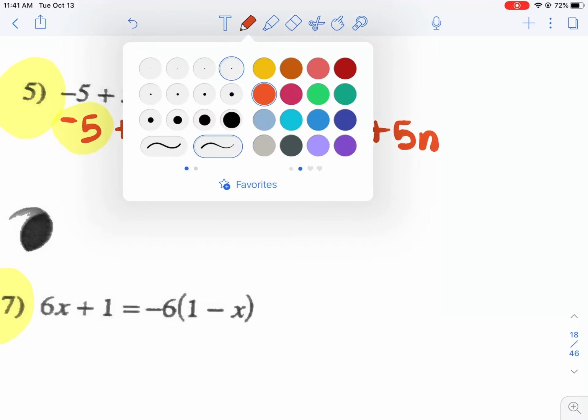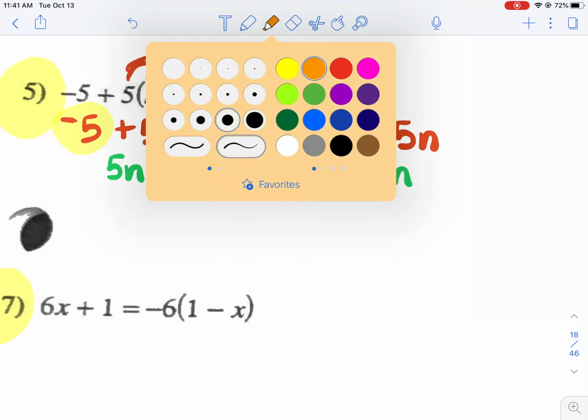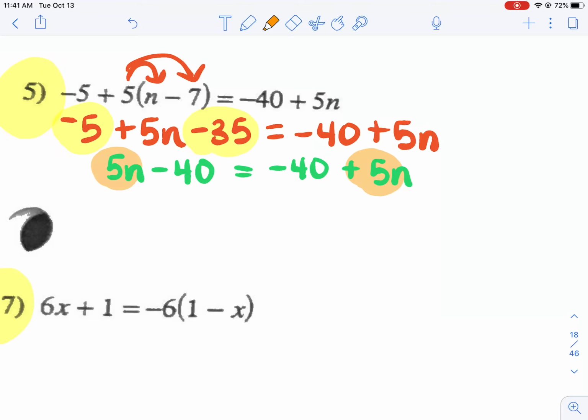So negative 5 minus 35 means we have 5n minus 40 equals negative 40 plus 5n. You might want to take a second here. What do you guys notice if we look at the left and right side? We have 5n and 5n, and we have negative 40 and negative 40. So these equations are actually the same. So let's go ahead. What happens if we solve here?